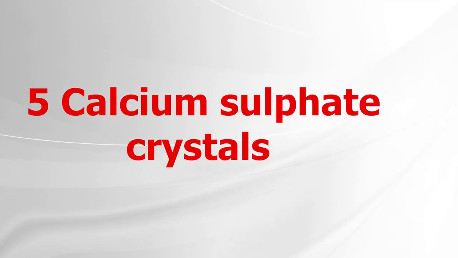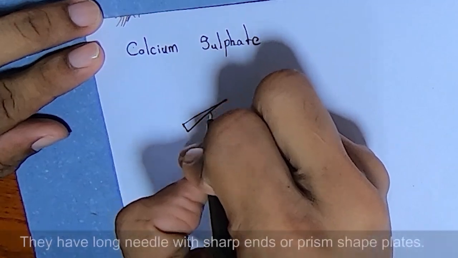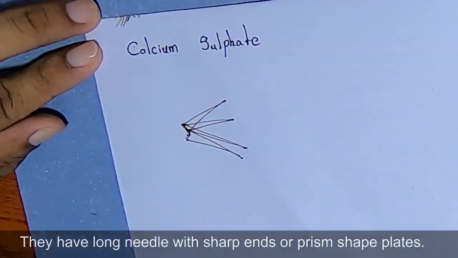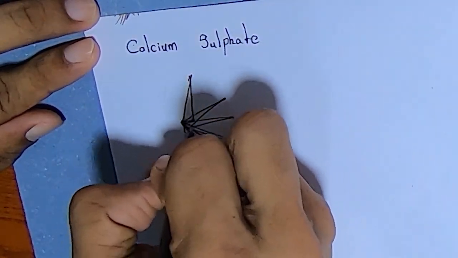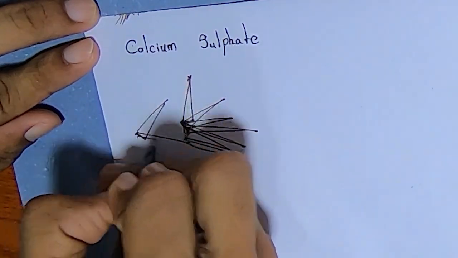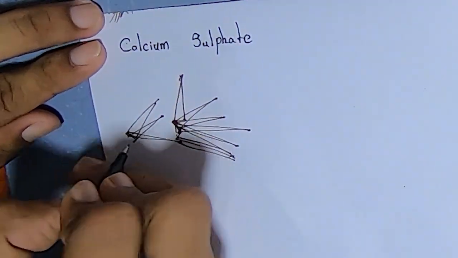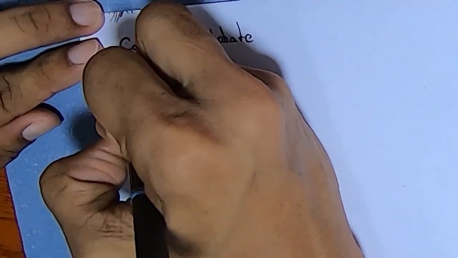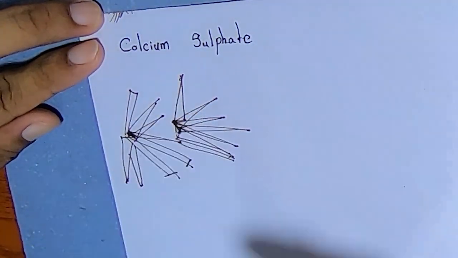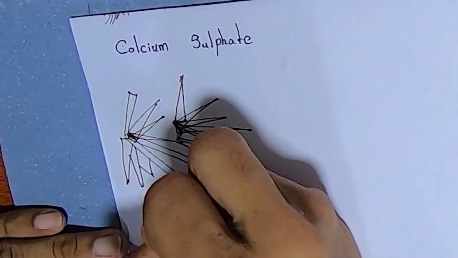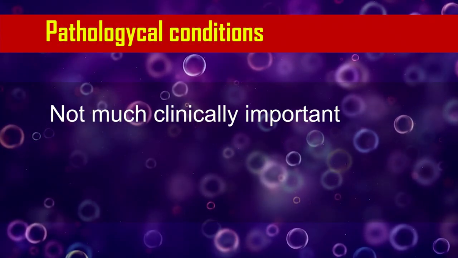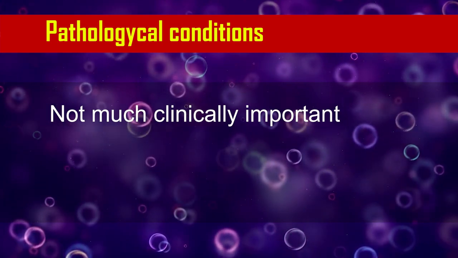Calcium sulfate crystals. They have long needles with sharp ends or prism shaped plates. The plates can be isolated or form a rosette. They are very rare and not much clinically important.